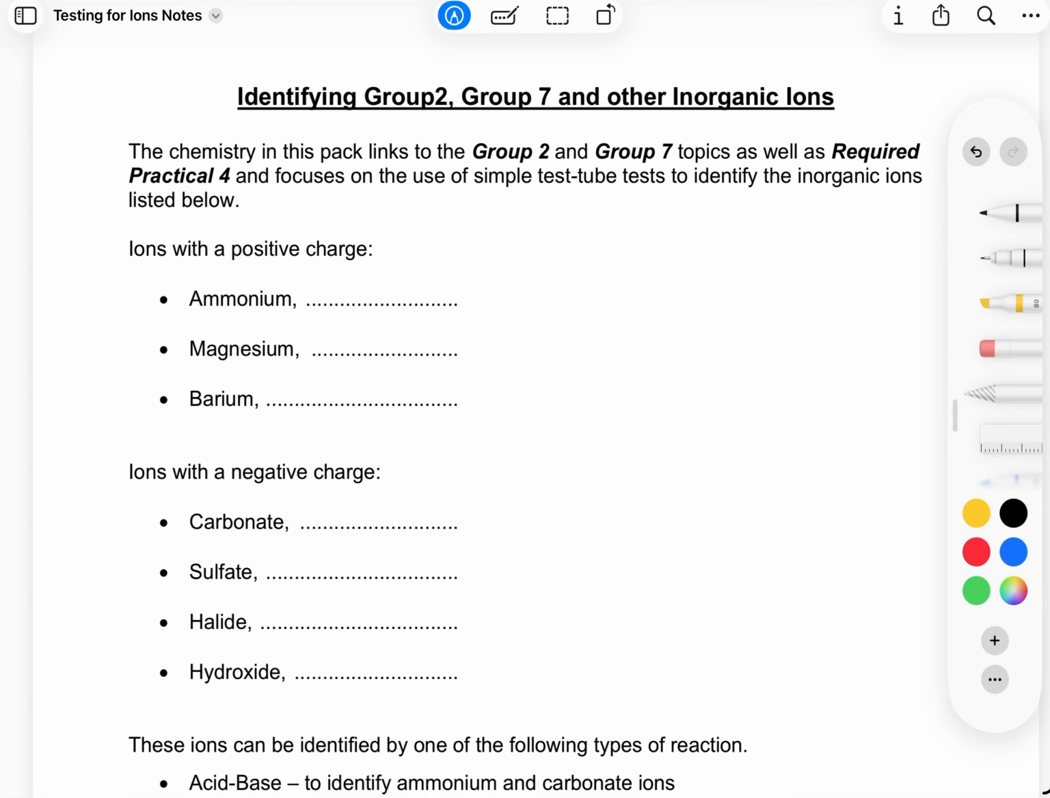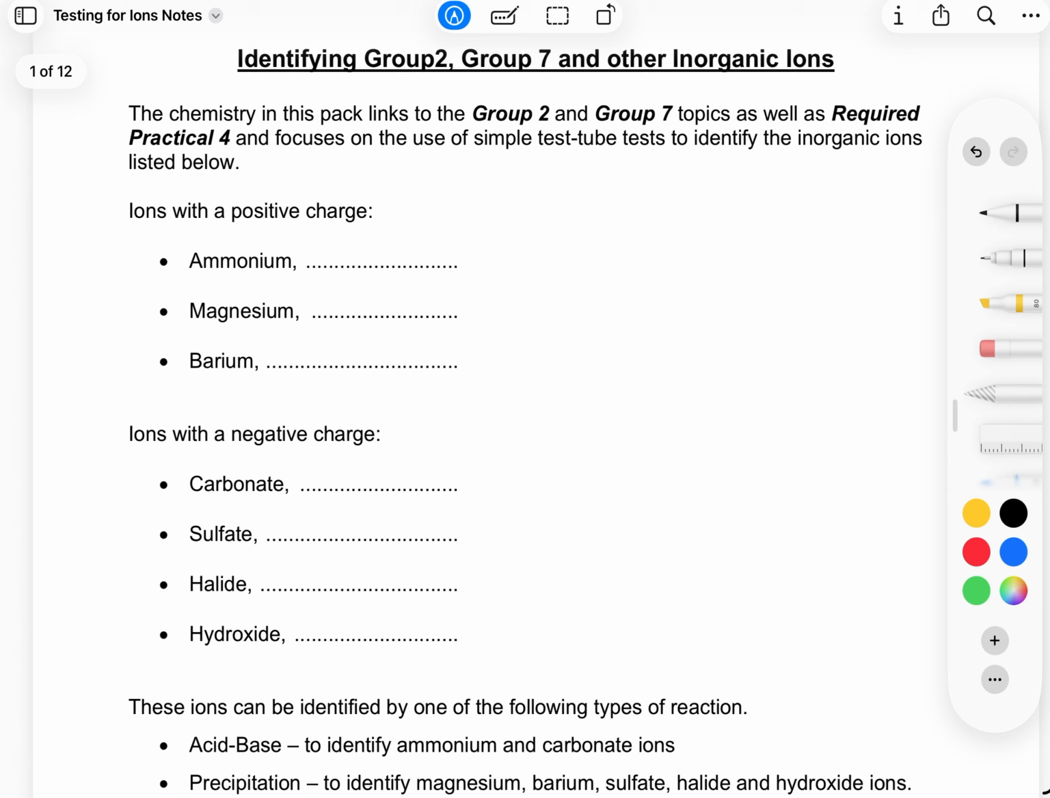This is an introductory video for a series of videos on testing for inorganic ions. So we're going to look at ions that you may have met in the Group 2 and Group 7 studies you have been carrying out for your A-level, but also some other ions that we're going to then link to them. So the context here is we'll be given a colourless solution and we need to identify the positive and the negative ions in our solution.